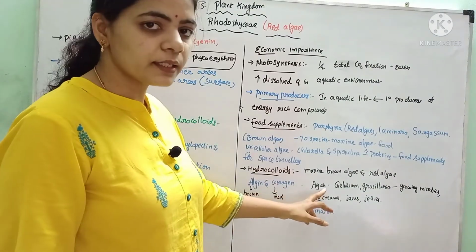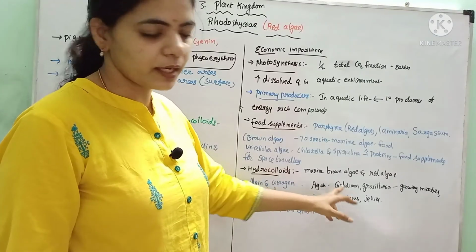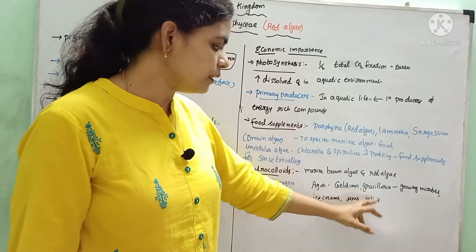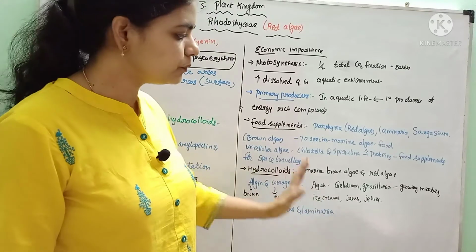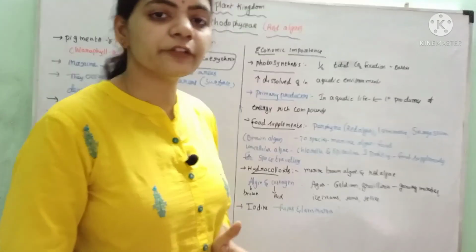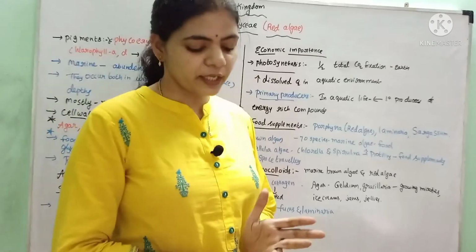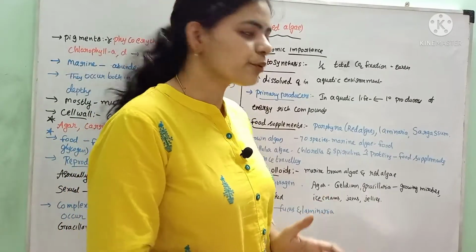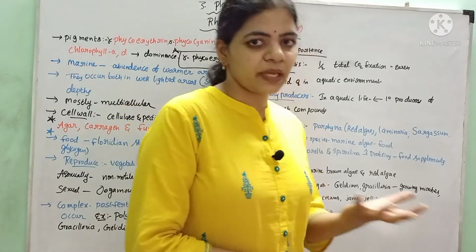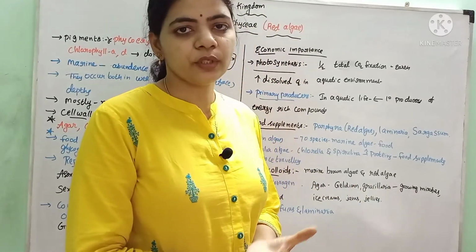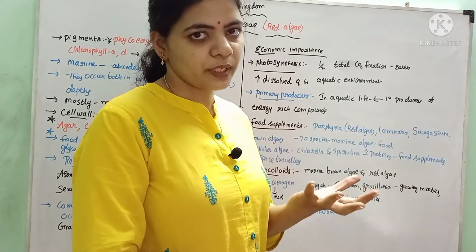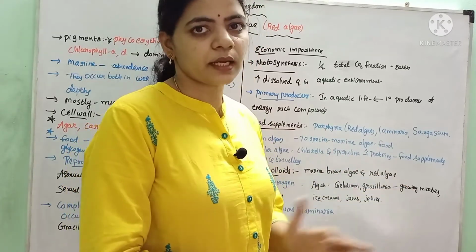In this, agar is produced from Gelidium. Agar is produced by red algae. Gelidium and Gracilaria produce this agar. This agar is used for growing microorganisms in the microbiology laboratory. Bacteria and fungi are grown in several culture media in plates. For making that culture media, we use agar.